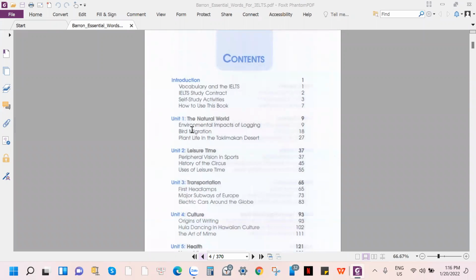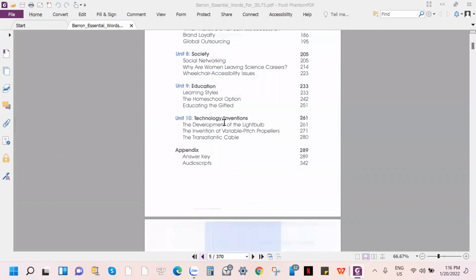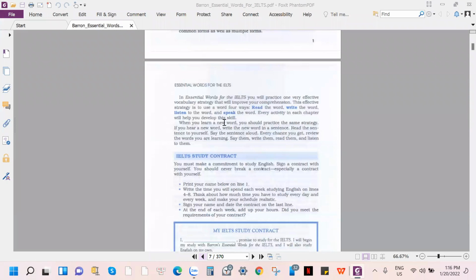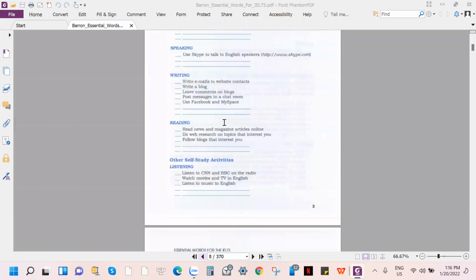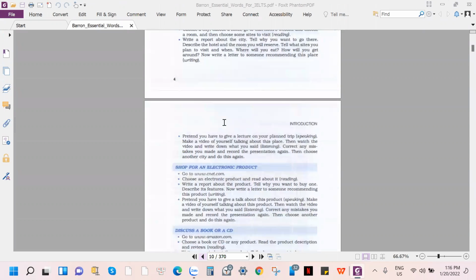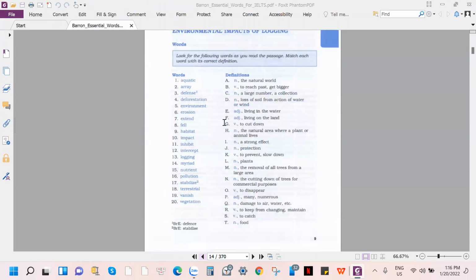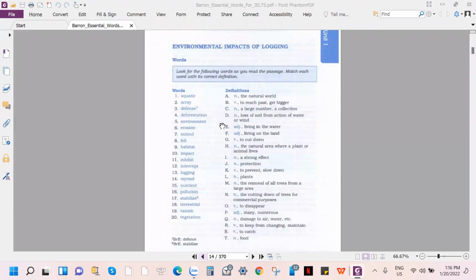The first unit is the natural world, and you need to get all kinds of vocabularies related to the natural world. So let's start. This is the list of vocabularies. It's essential vocabularies for environmental impacts of logging.